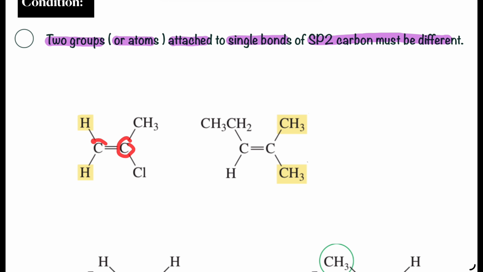Actually, there are two sp2 carbons. At both the carbons, the condition must be satisfied. Here the groups attached to single bonds, one is a methyl group, another one is chlorine. Here the condition is satisfied, but here the condition is not satisfied. Therefore, this alkene does not show geometrical isomerism. Again you see this is sp2 carbon, this is also sp2 carbon, and these are the single bonds of sp2 carbons. Here we have an ethyl group, here we have hydrogen. Here the condition is satisfied, but here the condition is not satisfied. Therefore geometrical isomerism is not possible.